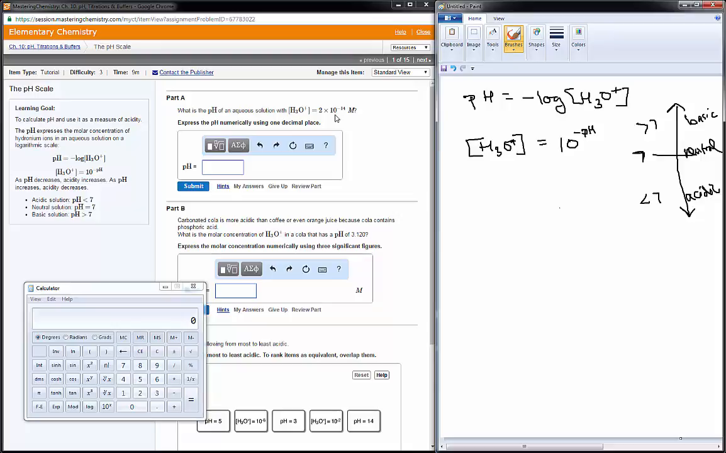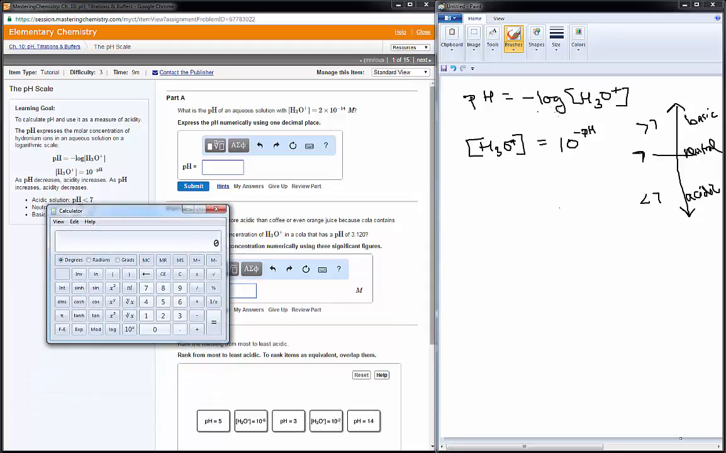All right. So first thing first, they ask, what's the pH of an aqueous solution if my H3O plus is 2 times 10 to the negative 14th? We're just going to plug it in here. If I know my H3O plus, I can find my pH. And we have to get the negative log of 2 times 10 to the negative 14th.